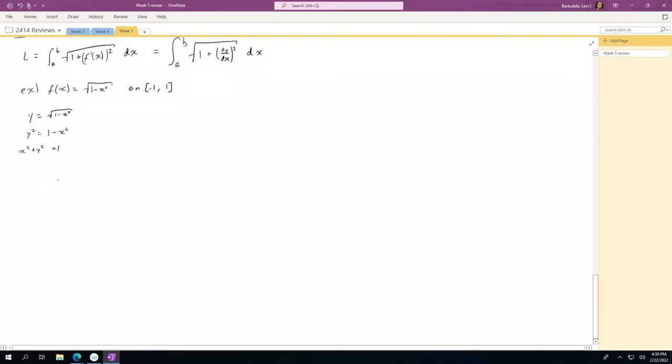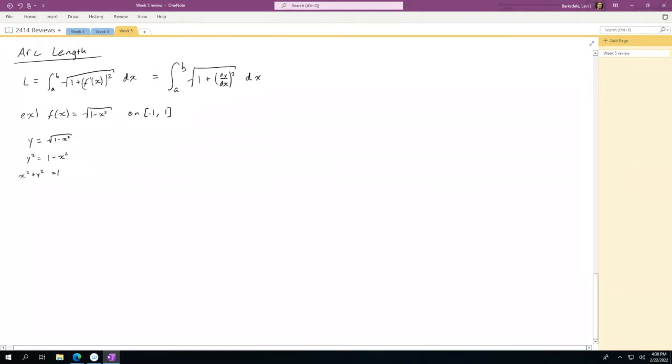So x squared plus y squared equals 1. Right, it's a circle, except in this case, y specifically has to be positive, so we just have the top half of the circle. And what's the circle's radius? 1. Right, the circle's radius is going to be 1. So we have the top half of a circle of radius 1, or in other words, the arc length should be half of the circumference of a circle of radius 1, right?